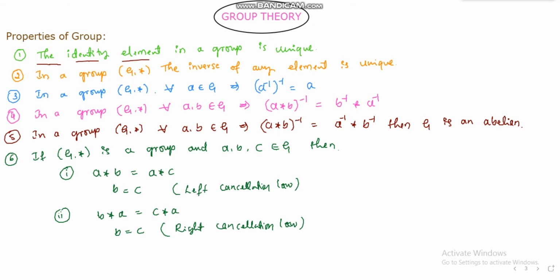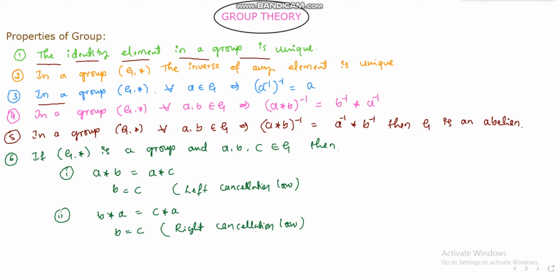Now we know the properties of groups. The first property: the identity element in a group is unique. The second property: in a group (G, star), the inverse of any element is also unique. The third: in a group (G, star), for all a belongs to G, the inverse of a inverse is equal to a only.